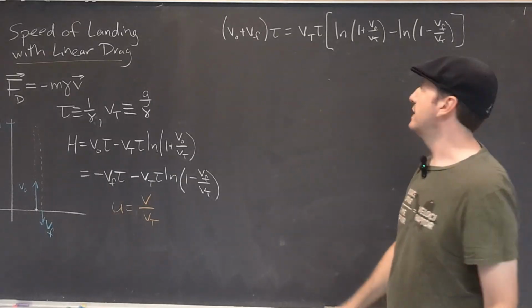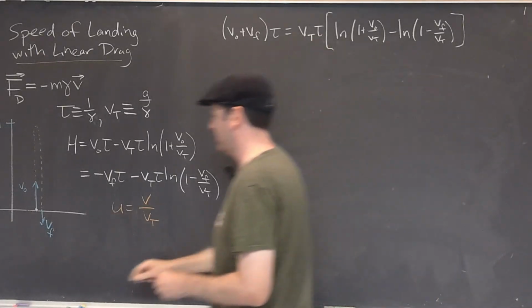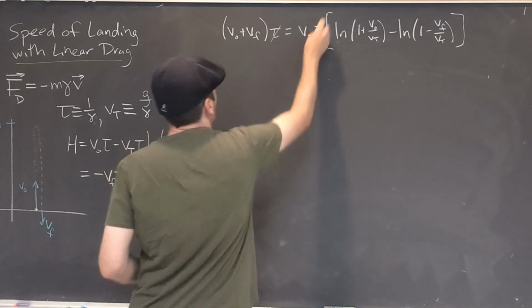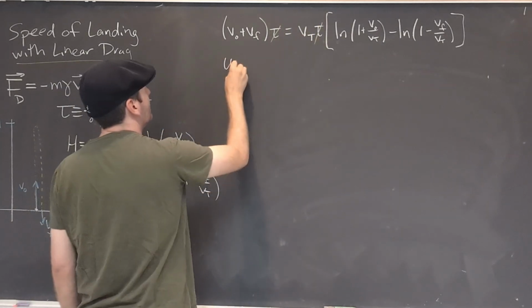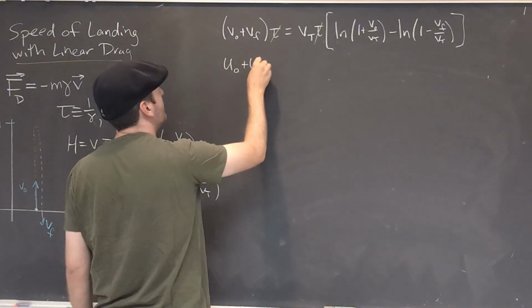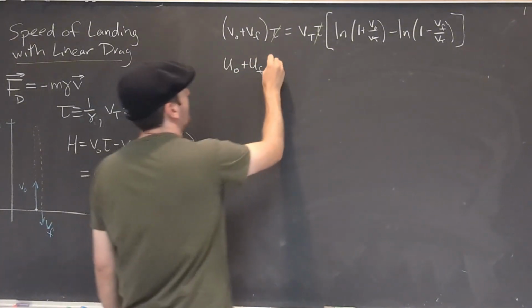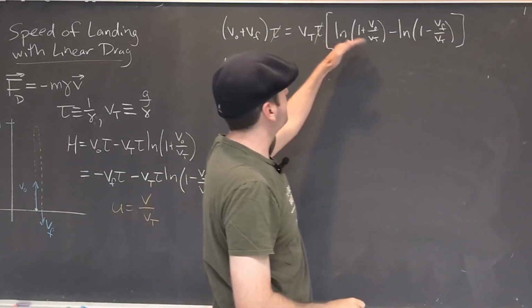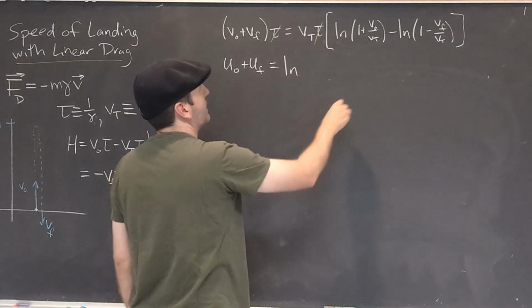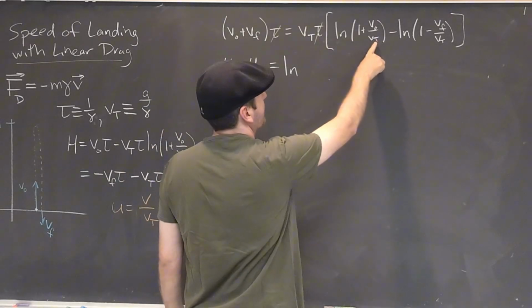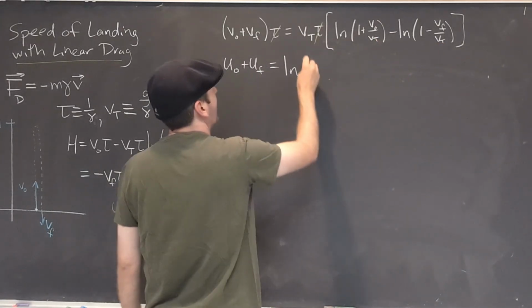And now I'll do this trick. Notice the taus cancel from both sides. I'll divide the vt over, which will give me u naught plus u final on the left. On the right, when I do this subtraction of logs, I'll end up with the log of a quotient: 1 plus u naught over 1 minus uf.